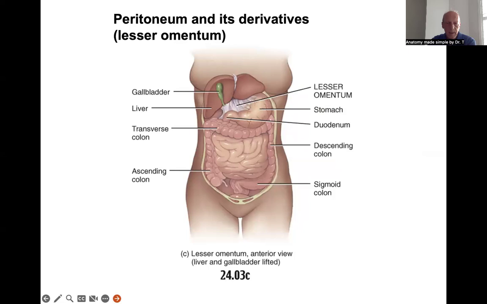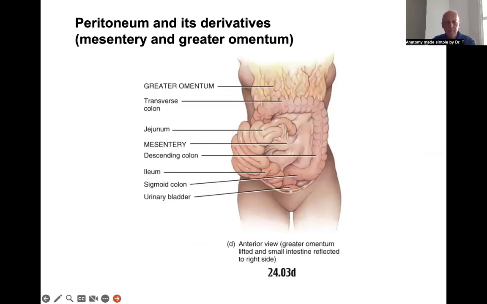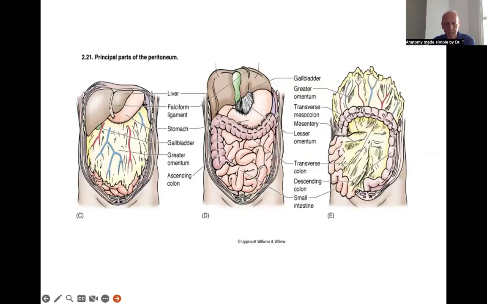Lesser omentum once again, mesentery with a greater omentum, very similar diagram, so nothing to add, just trying to find the image which works best for you. And perhaps this one is also good because on the diagram marked C, you have the greater omentum in place.